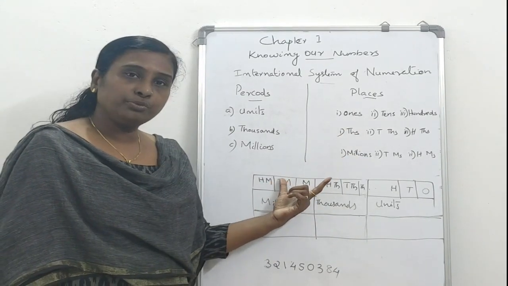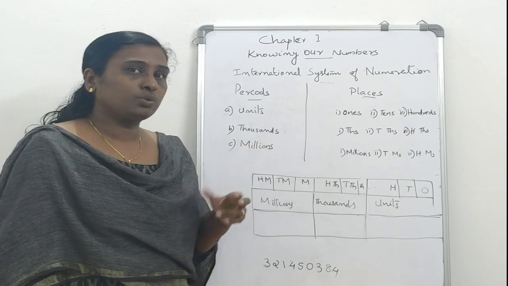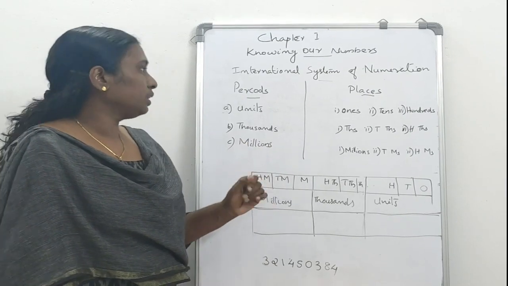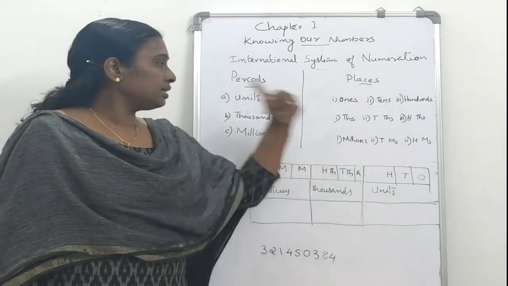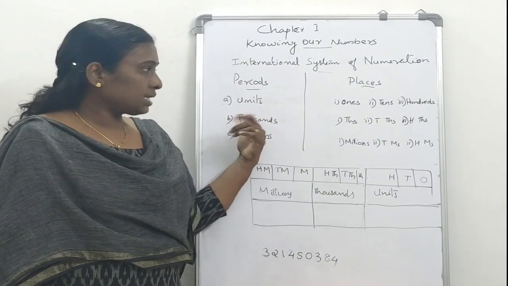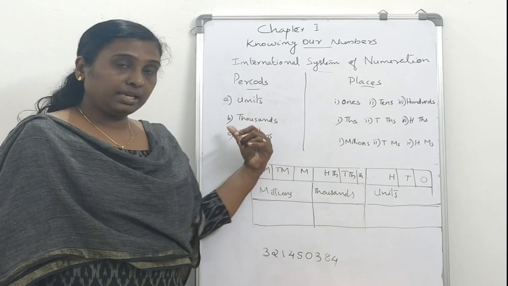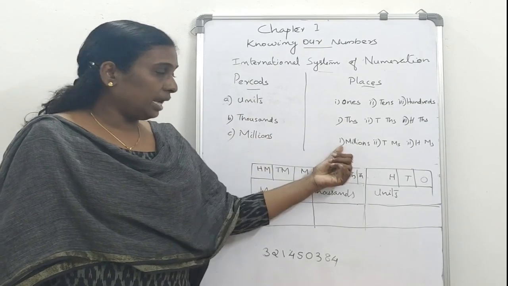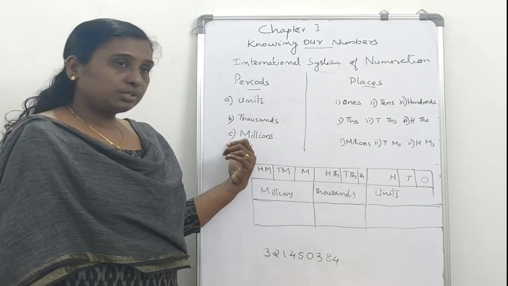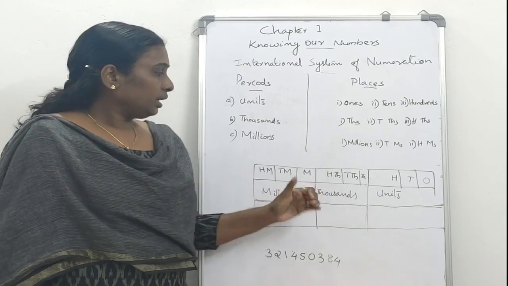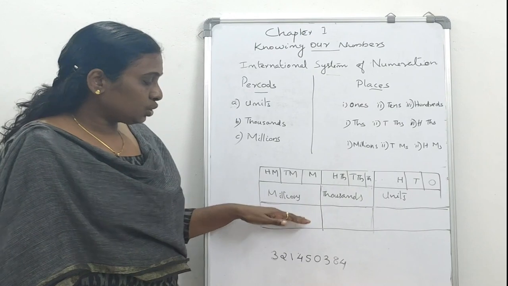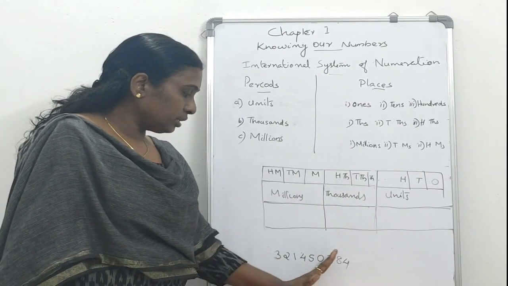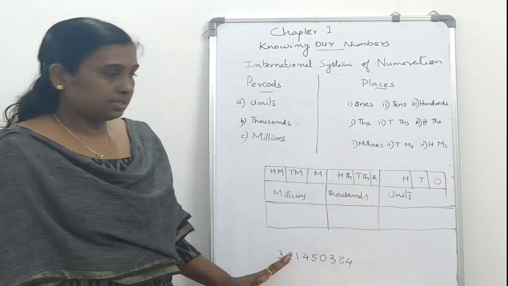In the Indian system of numeration, each period consists of two places except units. In the Indian system, units has ones, tens, hundreds. Then thousands has thousand, 10,000. Then lakhs, 10 lakhs. Crores, 10 crores. In the international system, each period consists of three places. So, we place a comma after three digits.